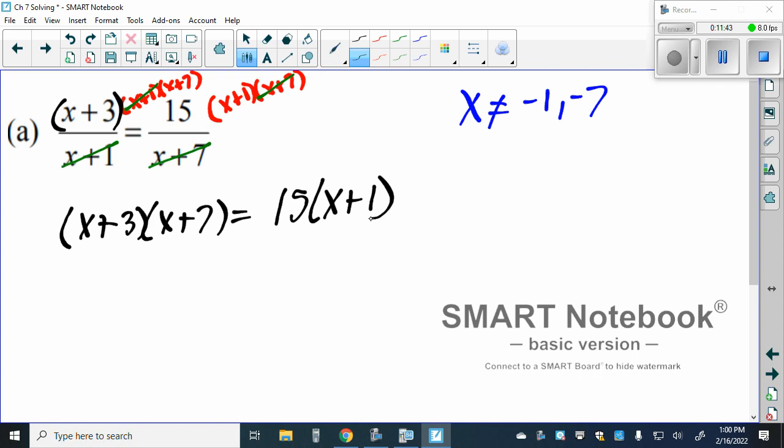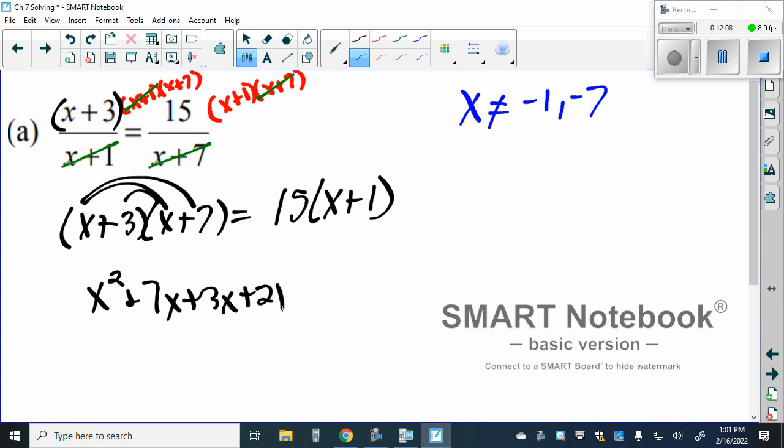Now, if you do feel comfortable with the left side, the x plus 3 times x plus 7, going on and stating that it's x squared plus 10x plus 21, that's fine. Or if you wanted to just multiply it out, like we're going to do here, x times x would give us x squared. X times 7 is going to give us plus 7x. 3 times x would be plus 3x, and 3 times 7 is 21, and going on and writing it out here, that works too. And this here is equal to 15x plus 15. And we multiply through by the 15.